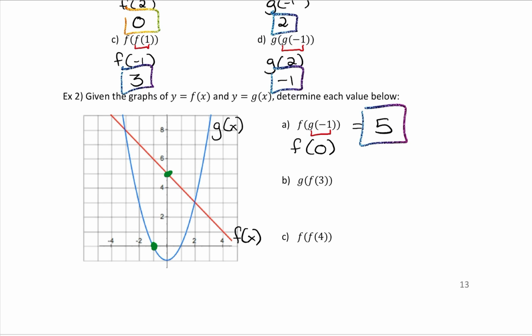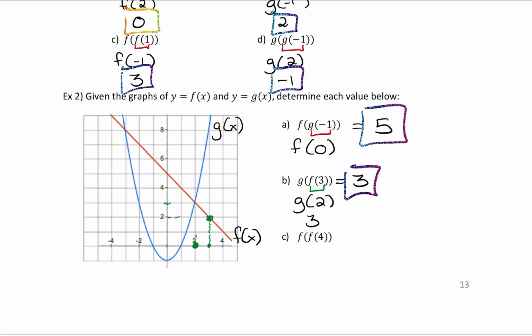Okay. All right. I'll erase that. Let's try another one. g of f of 3. Start with f of 3. Go to where x is 3 and line that up with your f graph. What is that matching y value? It's 2. So this becomes g of 2. Now we're going to go to where x is 2. Now we want to line it up with our g graph. And that y value is 3. So g of f of 3 equals 3.